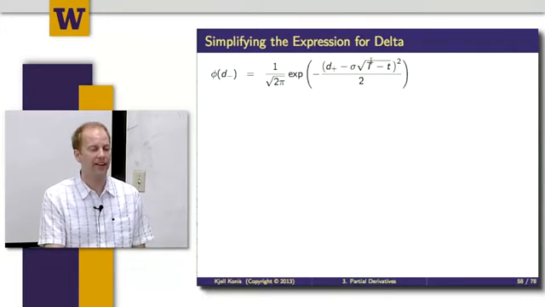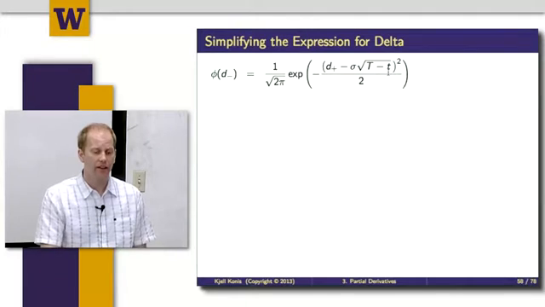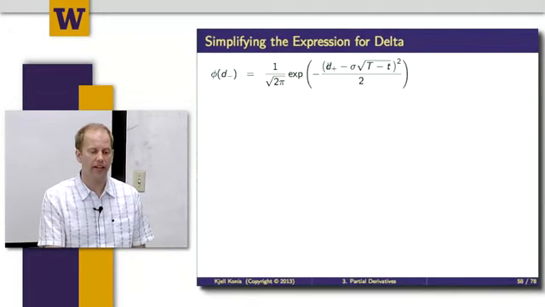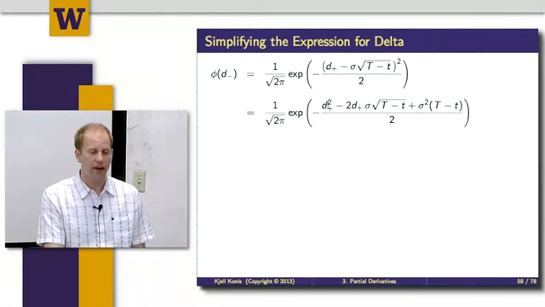So this is just what I had on the last bit of the previous slide. So now what I'm going to do is just go ahead and expand this quadratic form here. And so I'll end up with d plus squared minus 2d plus sigma square root of T minus t plus sigma squared times T minus t all over 2.